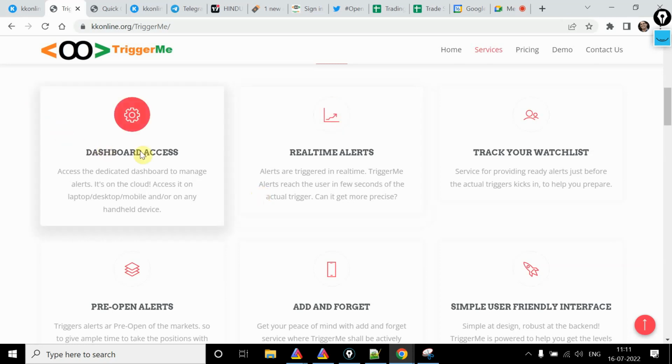So it has dashboard access. It has real-time alerts, because obviously we are working in a live market. So if I have taken an intraday position and I would like to track my stop loss, or I would like to track my target, then I would probably put a level, and it should be quick enough. It should not take a minute or more, it should take just a few seconds, so that I can let the system know that this is my level. Whenever this level is reached, I will take some action on it, right?